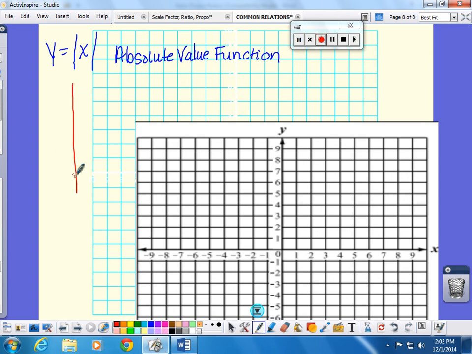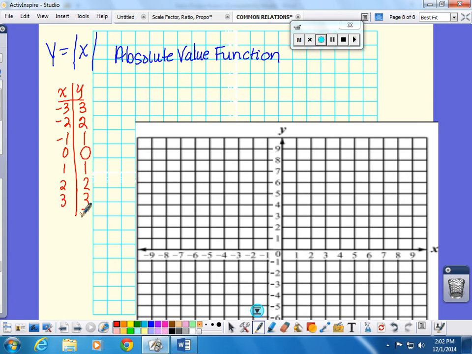All right, I'm going to make me a table here. I'm going to use some pretty small numbers just to get a good idea about what the graph's going to look like. So when I take the absolute value of -3, what do I get? Positive 3. How far is -3 from 0 on the number line? It's 3 units. And then the absolute value of -2 is 2. The absolute value of -1 is 1. Absolute value of 0 is 0. Absolute value of 1 is 1. 2 is 2. And 3 is 3.